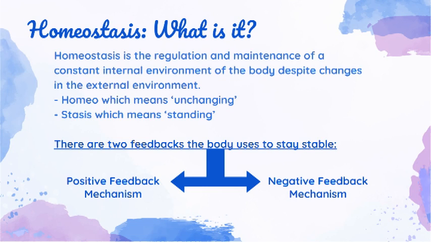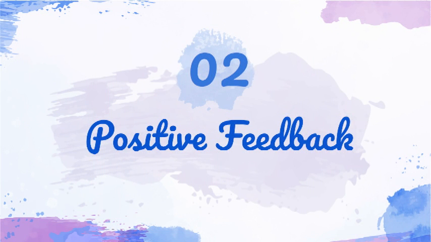Homeostasis, what is it? It is the regulation and maintenance of a constant internal environment of the body despite changes in the external environment. The homeo part of the word means unchanging, and the stasis part means standing, which when combined together means stays the same. There are two feedbacks the body uses to stay stable, the positive feedback mechanism and the negative feedback mechanism.